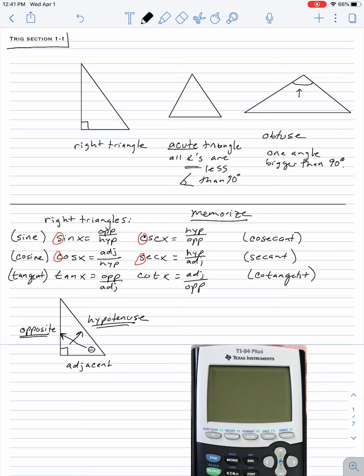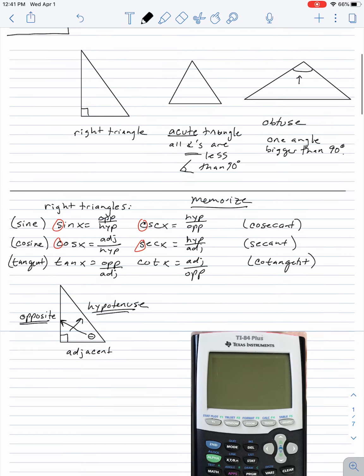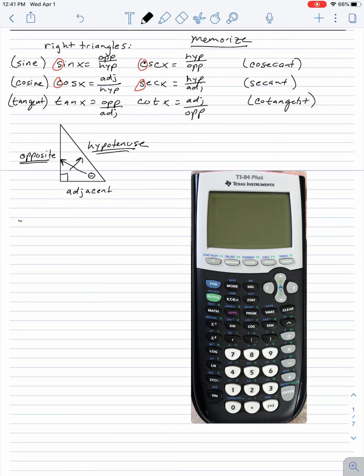So your first set of homework problems is going to, I'll do an example here, give you a right triangle of some sort.